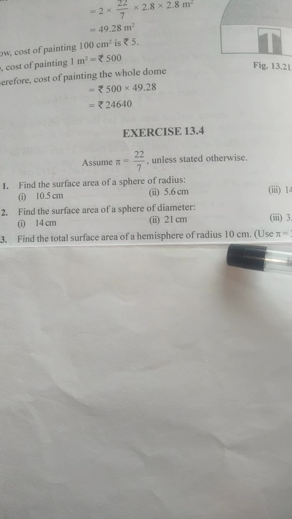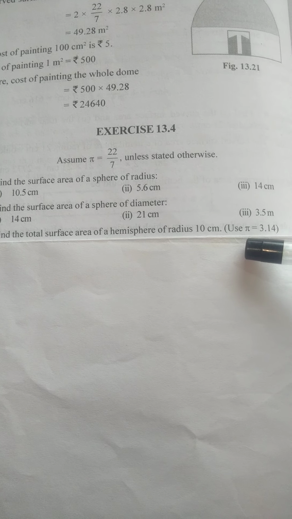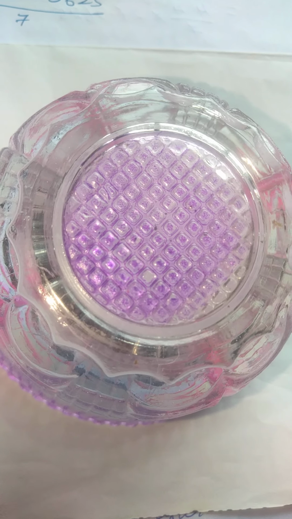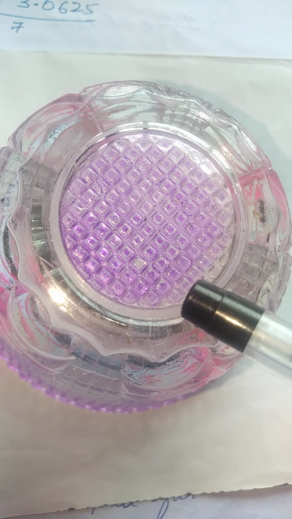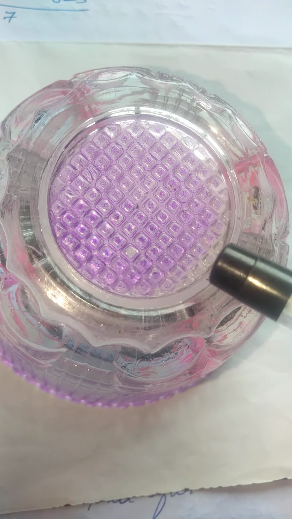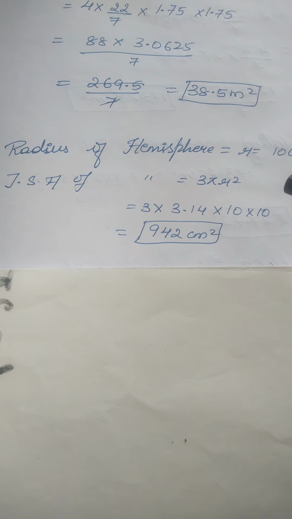In the third sum they have asked to find out the total surface area of a hemisphere whose radius is 10 centimeters. Here the pi value is given as 3.14. As I have already said, this is a hemisphere and its formula to find the TSA is 3 pi r square. So here is the solution for your question.